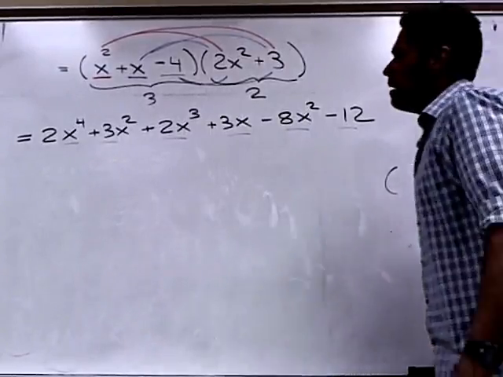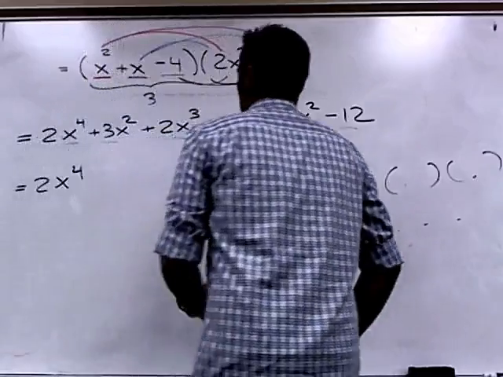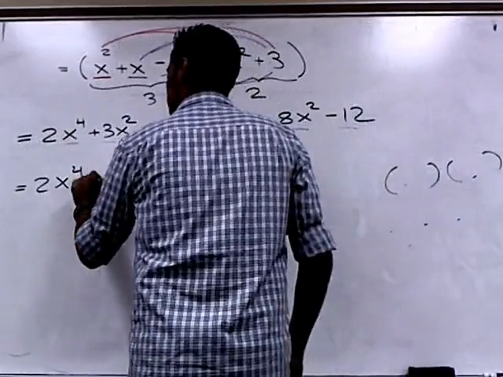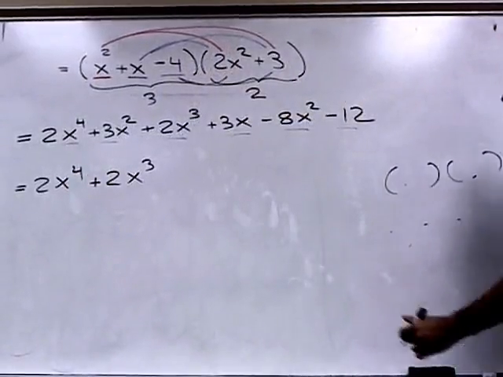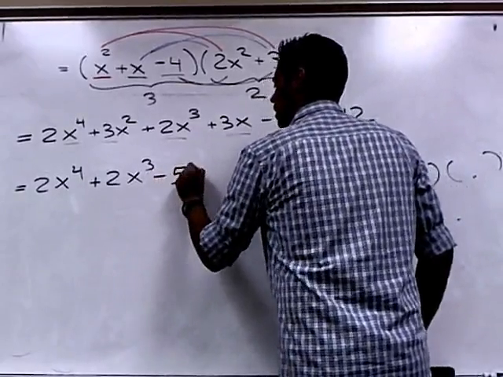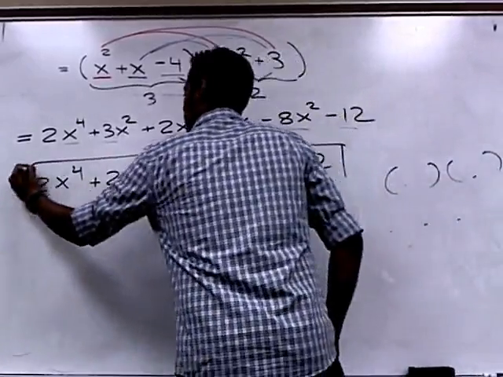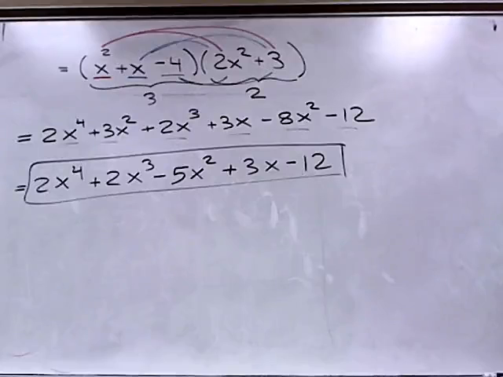Yeah. All right, this will give us 2x to the 4th, in descending order, plus 2x cubed, minus 5x squared, plus 3x, minus 12. Domain, all real numbers, right?